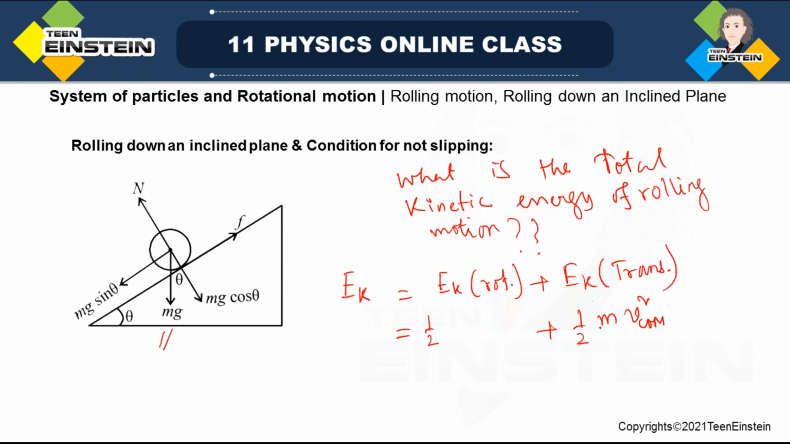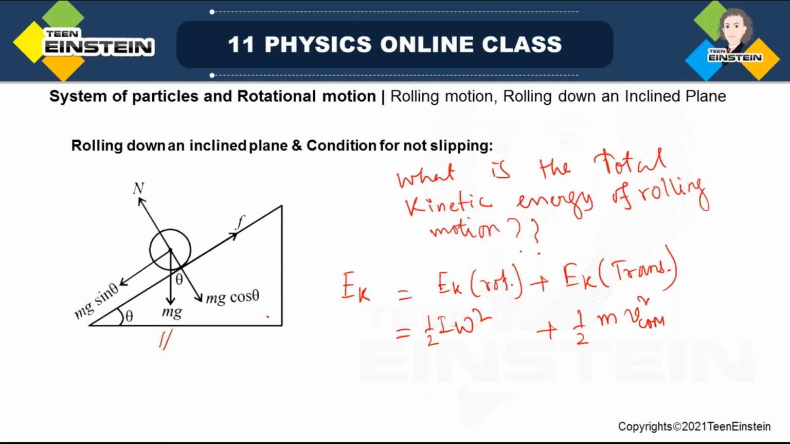And this is actually, see, I, the moment of inertia, is equivalent to the mass in the translational motion. So moment of inertia is equivalent to mass in the translational motion, so it will be half I omega square. Now look this, we can do a little bit of simplification.